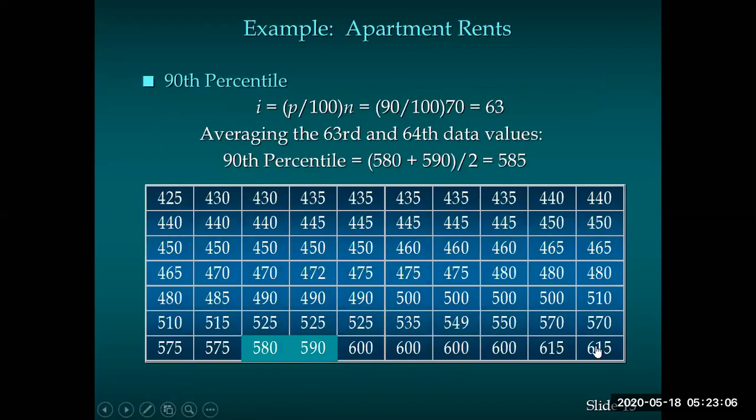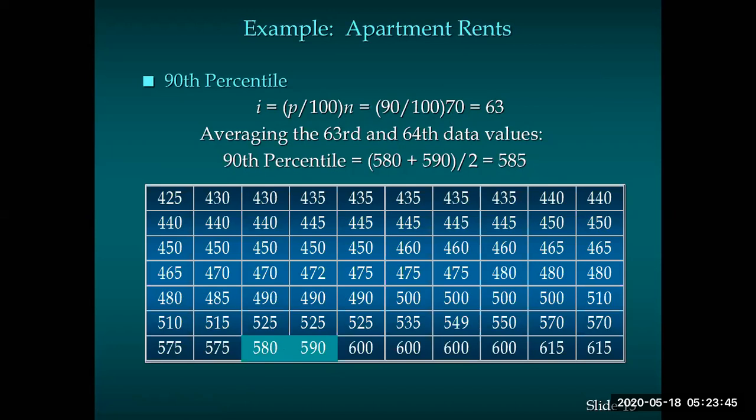Okay, let's apply this rule here. So the 90th percentile is to be worked out for an ascending order data set. It is the same 70 observations, the 70 rental values which were taken. So for the 90th percentile, 90 by 100 multiplied by 70, you get the 63rd value. So 63 is an integer actually. You have to take the 63rd and 64th values. The 63rd is this, the 64th is this, take their average. You get a 90th percentile, which is $585.